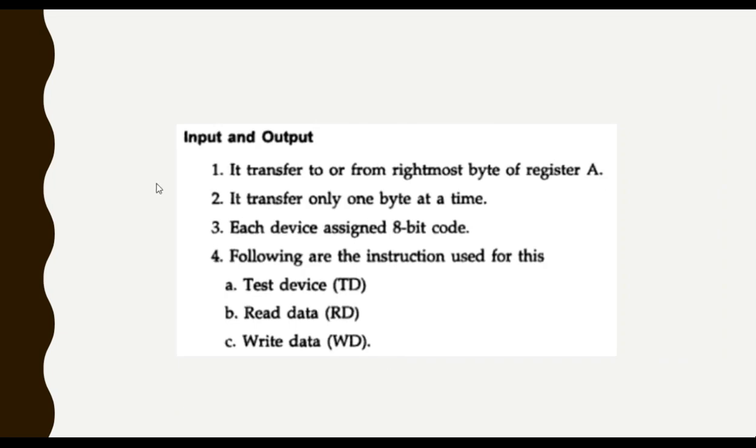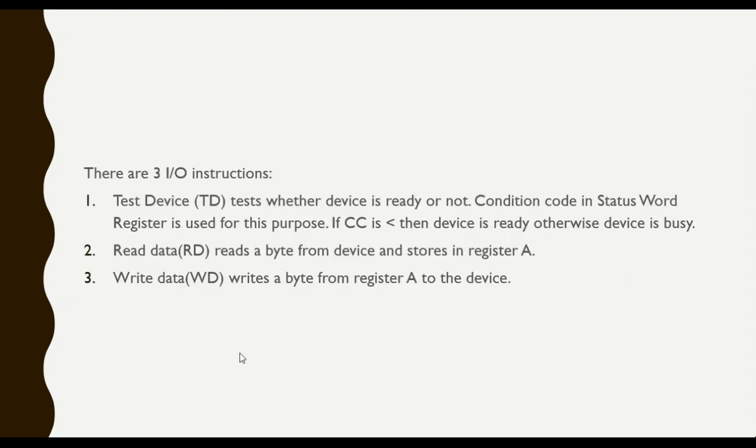The next one is input and output operation. It transfers only 1 byte at a time, meaning 8 bits, from the system to an output device or from an output device to the computer. So each device has an 8-bit code, because we can transfer only 1 byte at a time. And these are the operations used: test device TD, read data RD, write data WD. Test device tests whether the device is ready or not. So based on the condition code, it will check the status word register first, the SW register.